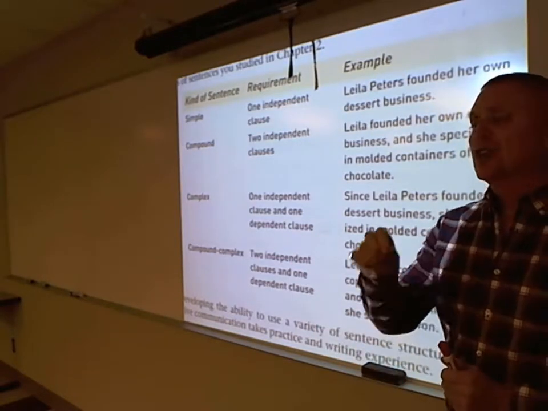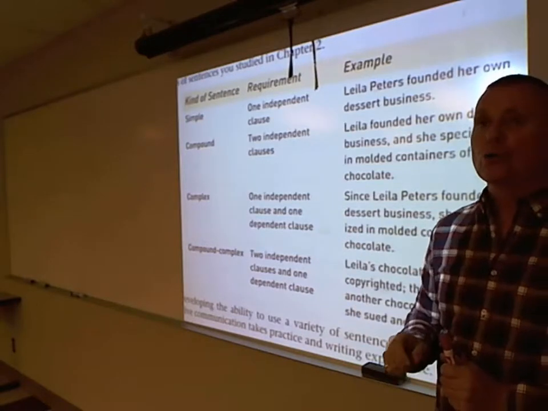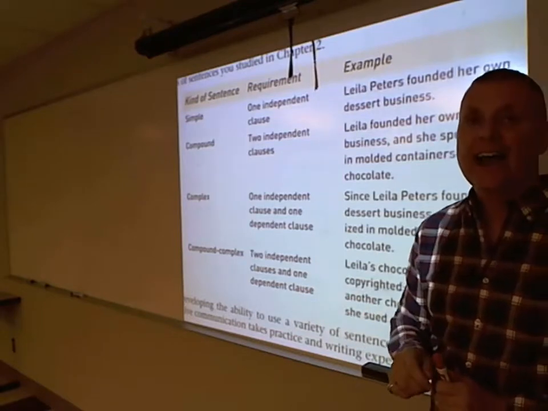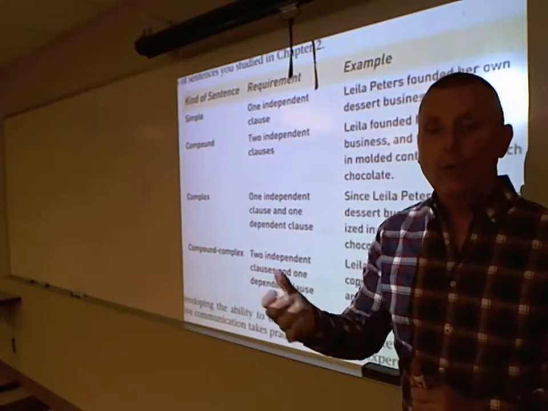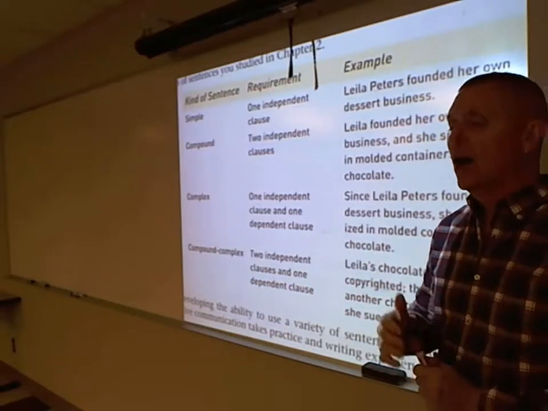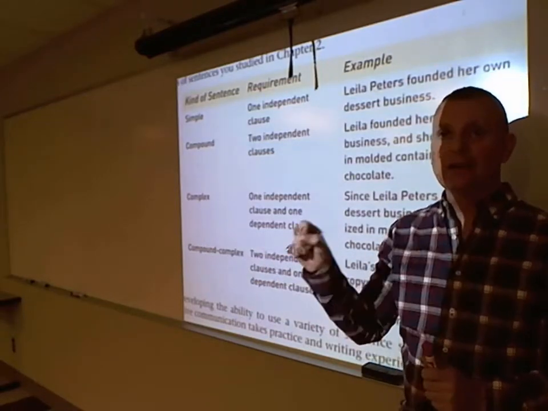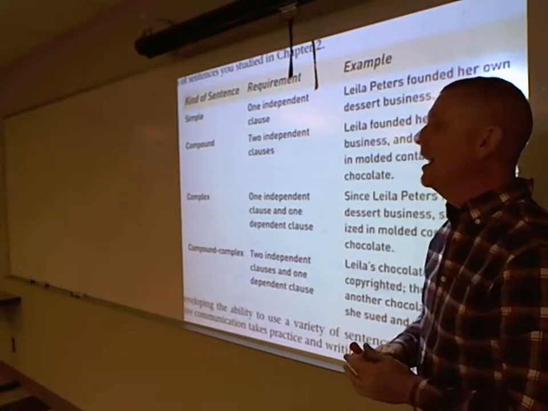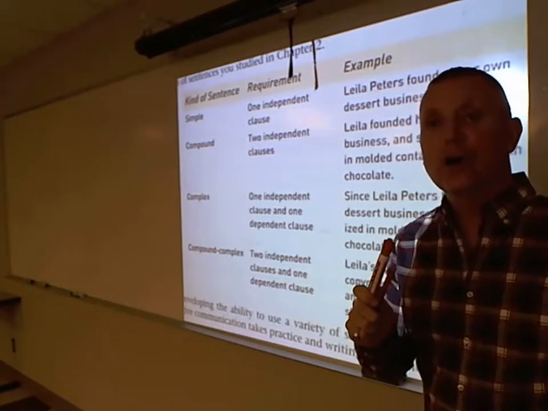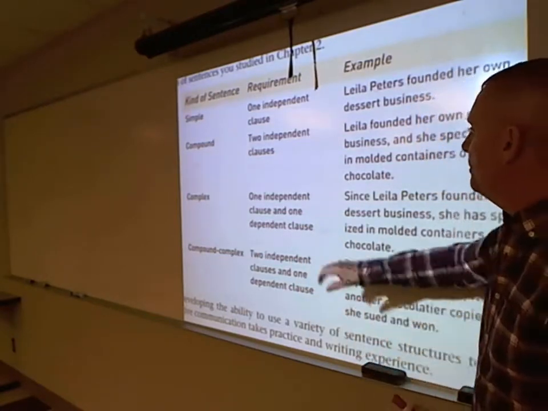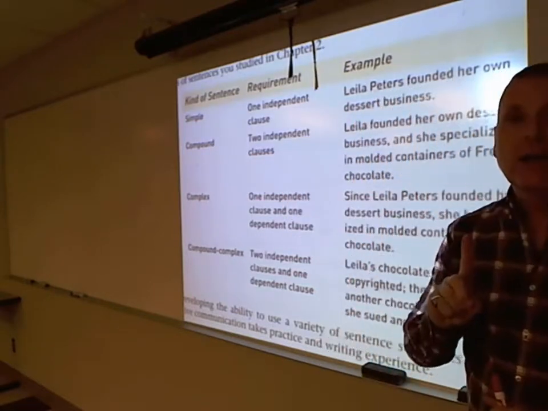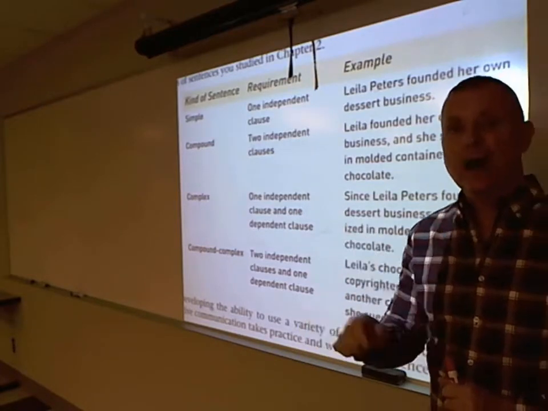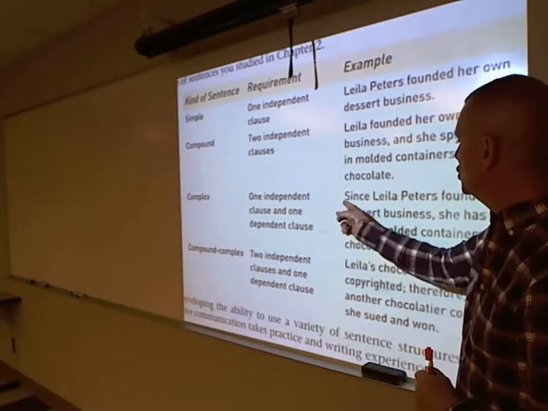The words therefore, consequently, nevertheless, on the other hand, again, if it joins two independent clauses in a compound sentence, use a semicolon before it and a comma after it. Unless it's a one-syllable conjunctive adverb, then you can get rid of the comma. A complex sentence has one dependent clause and one independent clause. If it's an introductory dependent clause, use a comma to offset it. It starts with a subordinating conjunction like since. Since Lillia Peters founded her own dessert business, comma. It's introductory, so they use a comma to offset the dependent clause from the independent clause.